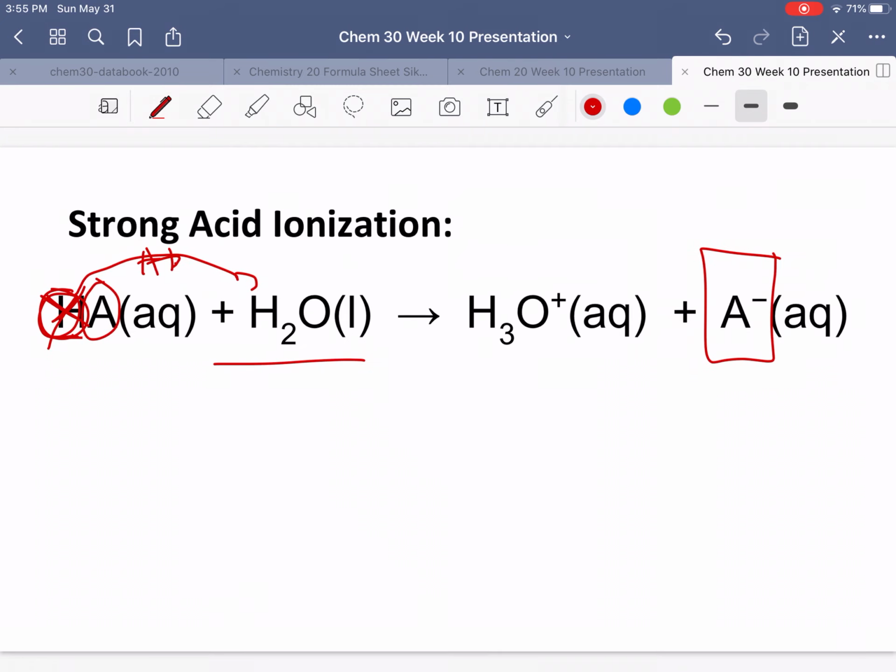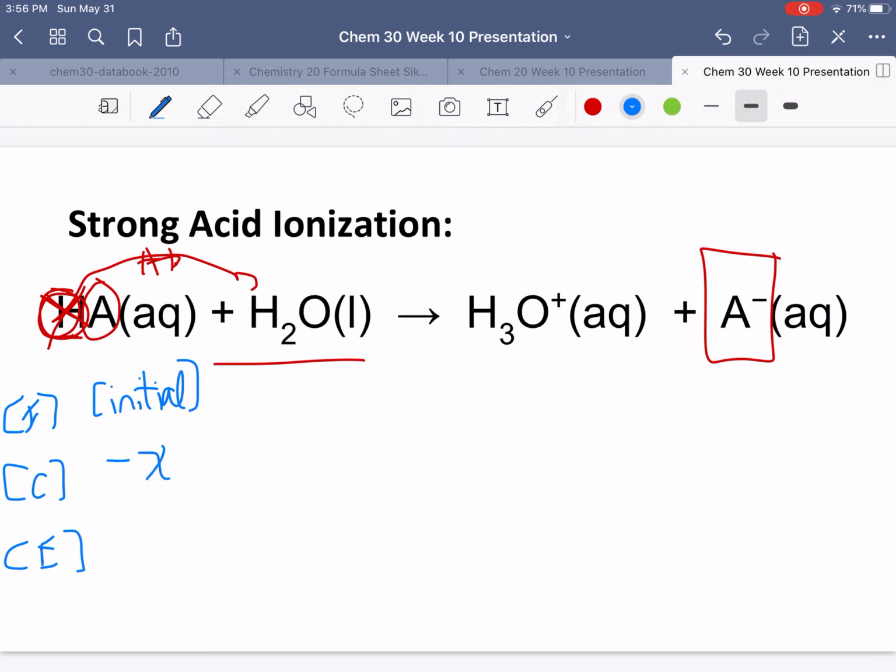And if you imagine an equilibrium system for these guys, then you're going to see that ICE, so we'll make an ICE table, okay, that initially you have some initial concentration of your acid, right?